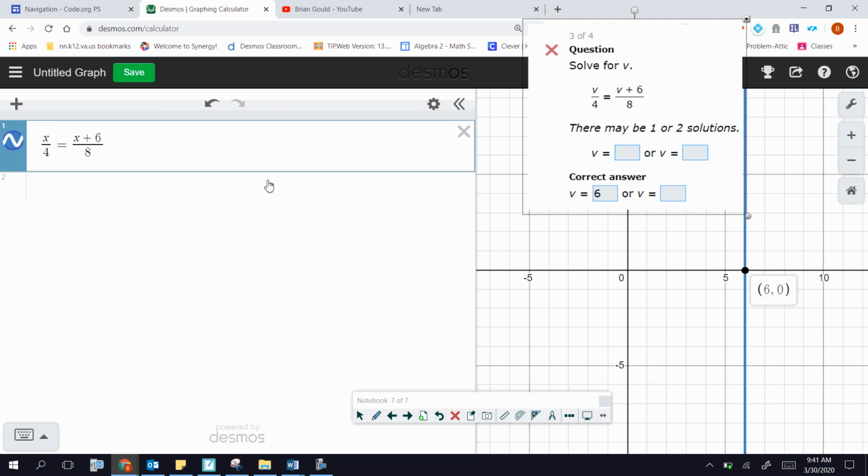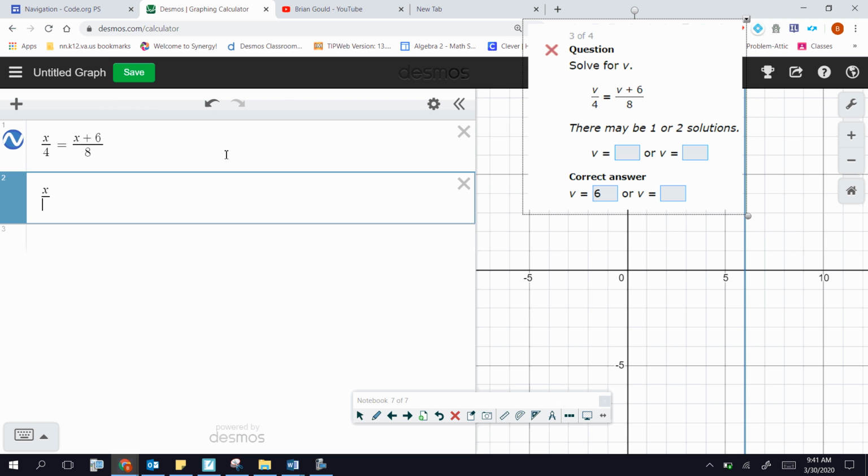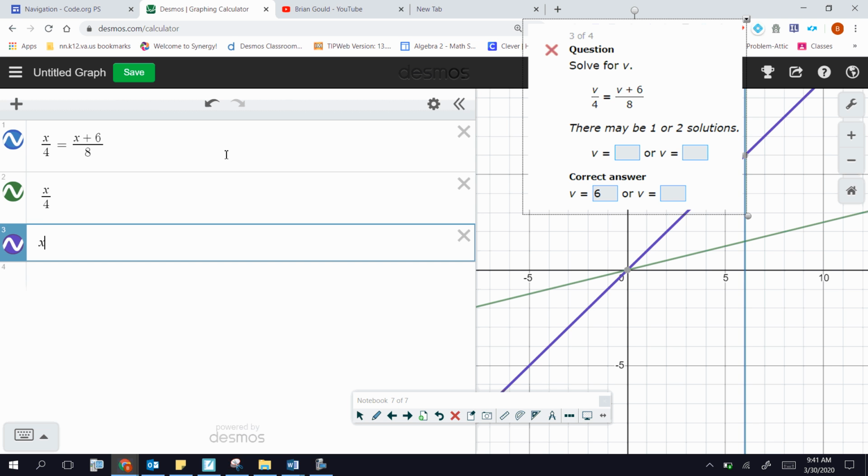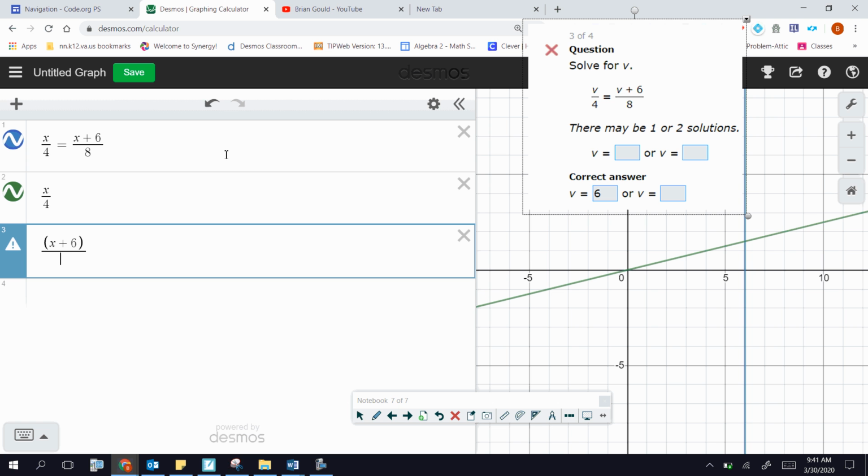It's telling us 6. Once again, we can turn this into a system if we graph the two sides separately. X plus 6. It's another way you can make a fraction, put parentheses around it. Over 8. See right there, once again, x value of 6. Shows us that point of intersection where the green graph and the purple graph are hitting, and of course also our original equation goes right through that point as well.